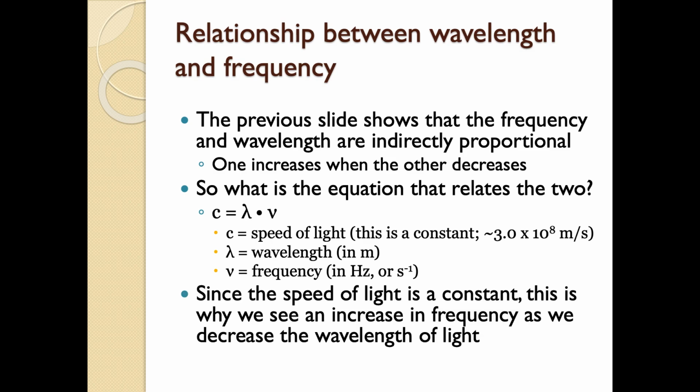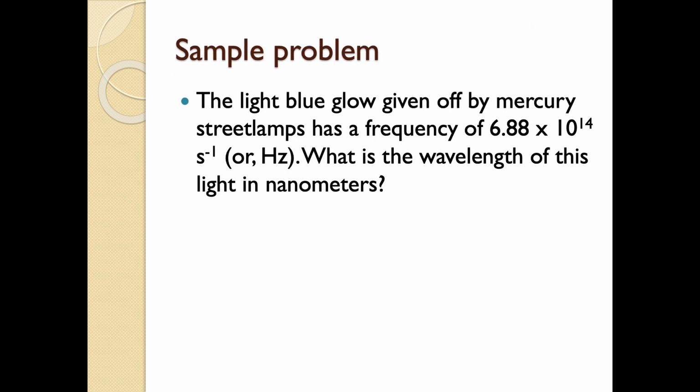And so this equation, I'll show a real quick example, just using it. So here we have a question where a blue light given off by a mercury street lamp has a frequency of 6.88 times 10 to the 14th hertz. What is the wavelength of this light in nanometers? So it's a pretty standard type of question, dealing with light as far as doing a calculation. So we saw the equation just a second ago, right? The c equals lambda times nu. If we're looking for the wavelength, that's the lambda part of this.